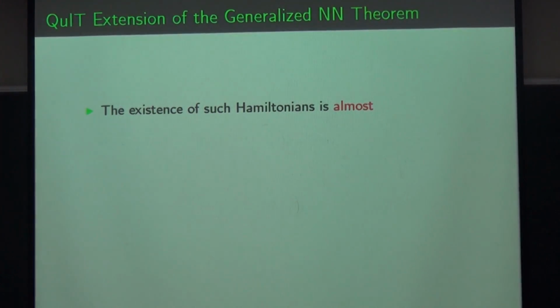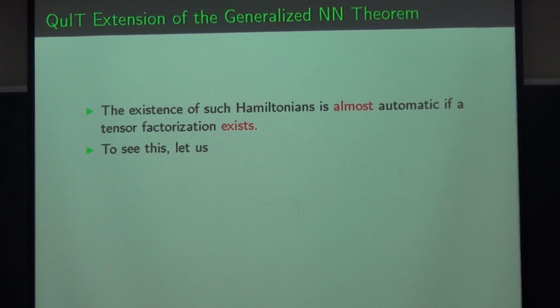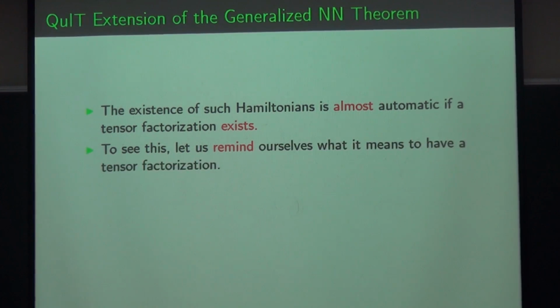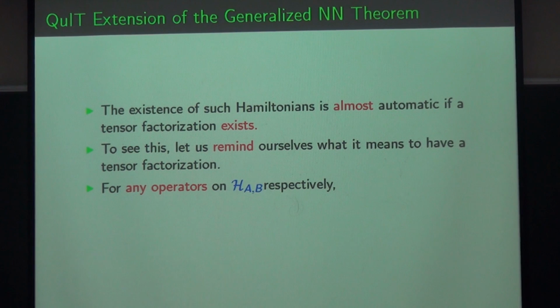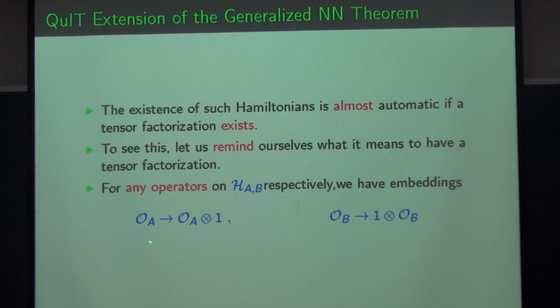Now, the existence of such a Hamiltonian is almost automatic if a tensor factorization exists, but let's get into the almosts a little bit because we don't want to cheat. There are some arguments which are a little bit cheating, and let's try to avoid cheating and be as careful as we can. But let's remind ourselves what it means to have a tensor factorization. For any operators on the individual factors, we have embeddings. This is part of what it means to have a tensor factorization. We have injections into the tensor product: O sub A goes to O sub A tensor 1, O sub B goes to 1 tensor O sub B.